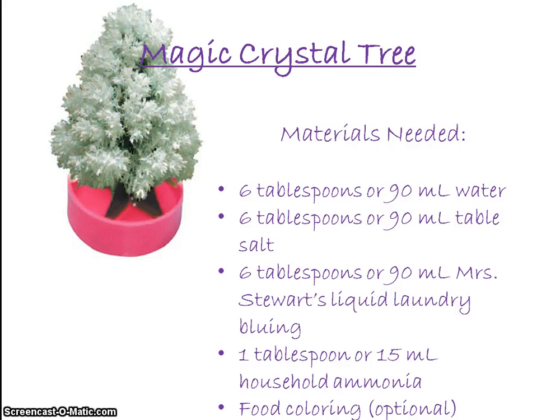The materials we needed in order to make this were 6 tablespoons or 90 milliliters of water, 6 tablespoons or 90 milliliters of table salt, 6 tablespoons or 90 milliliters of Mrs. Stewart's liquid laundry bluing, 1 tablespoon or 15 milliliters of household ammonia, and food coloring, which was optional.